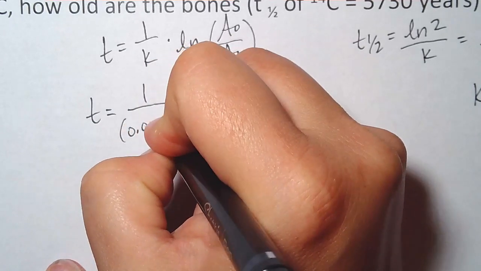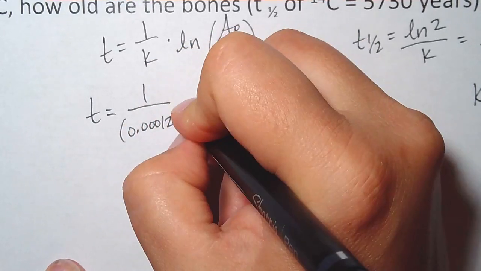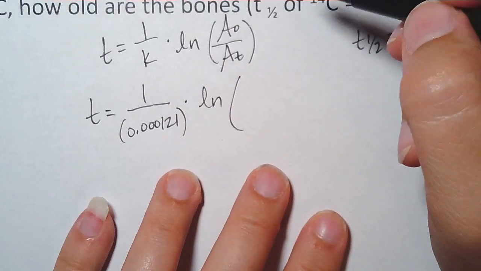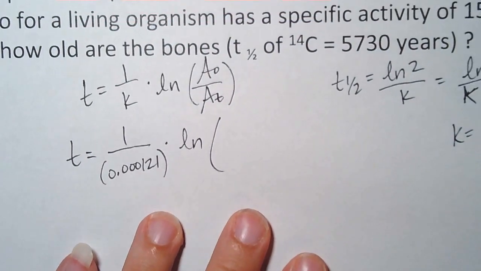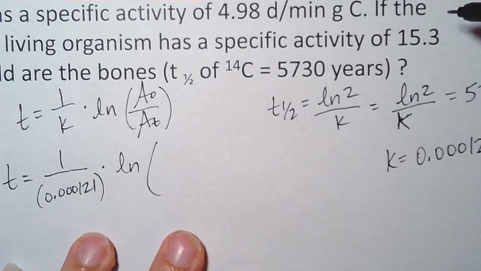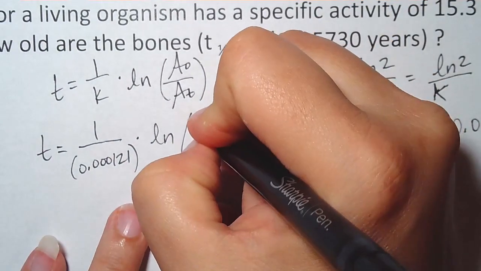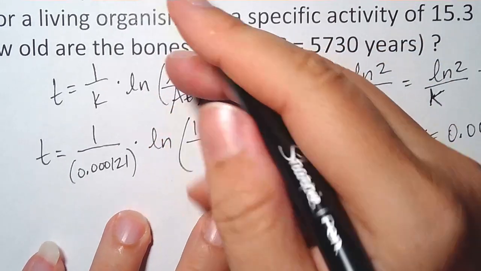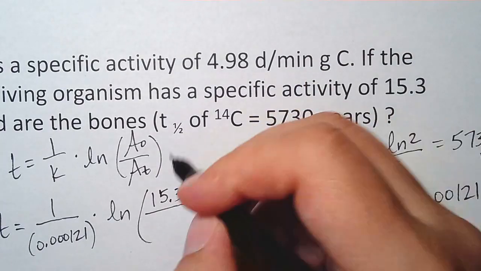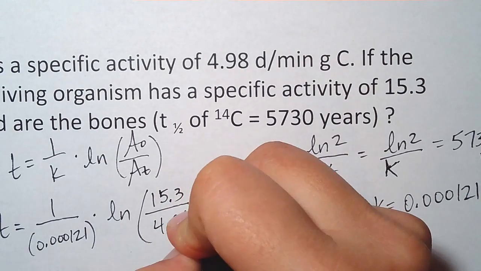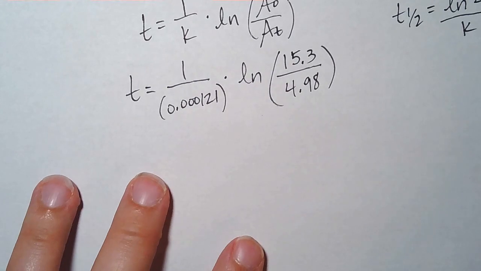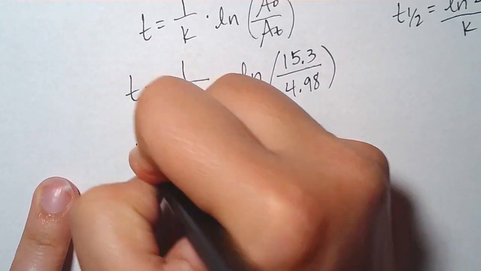times the ln. Alright, remember this is living over the dead. Our living organism had a ratio of 15.3. Our biological remains was 4.98. Alright, so there's our relationship. So now everything on the right side of the equal sign is a real number. So we can figure this out.